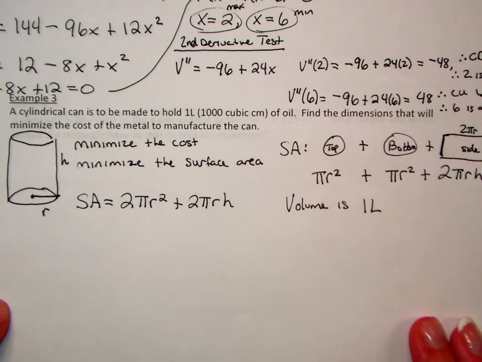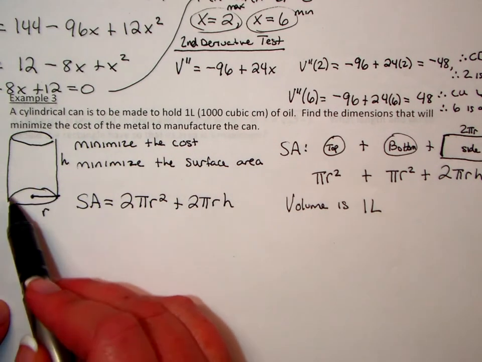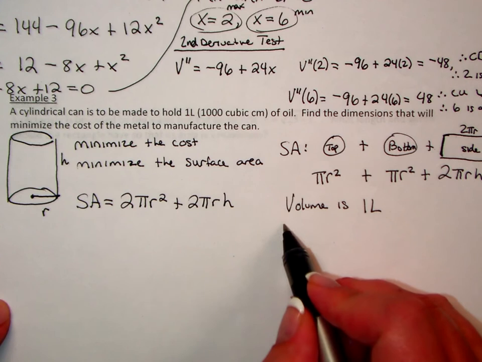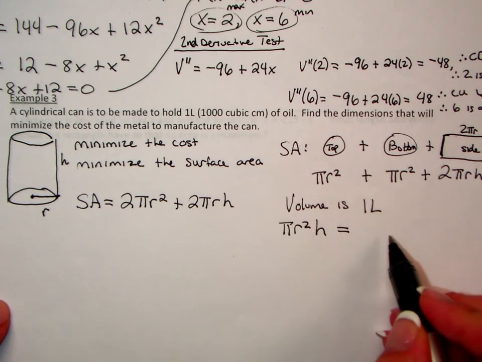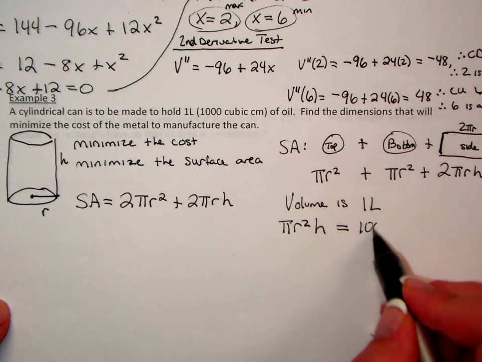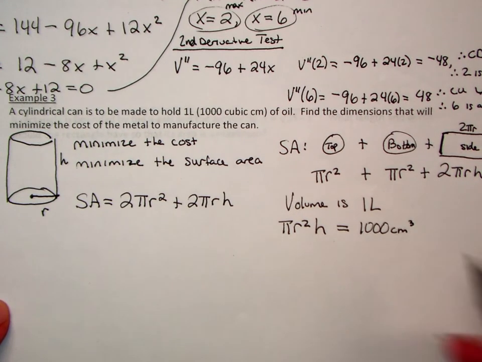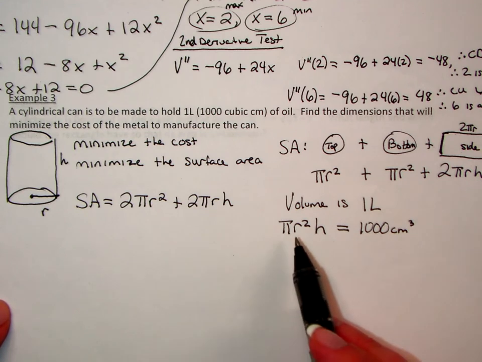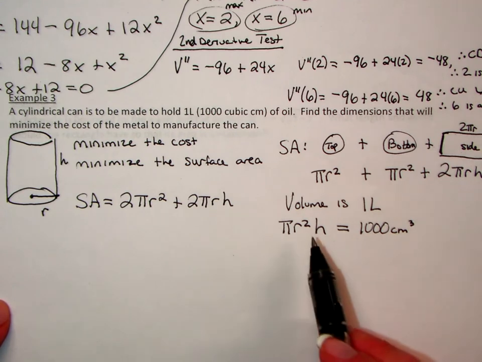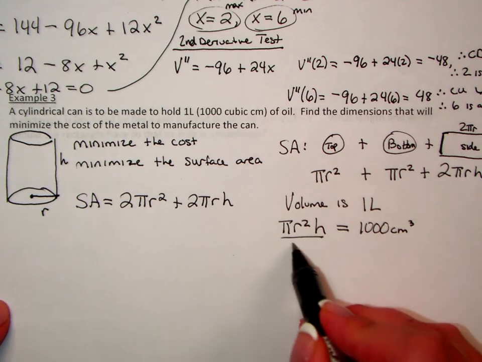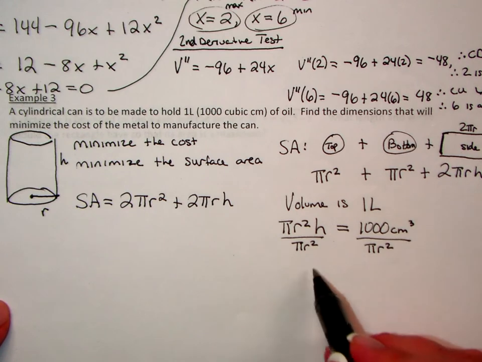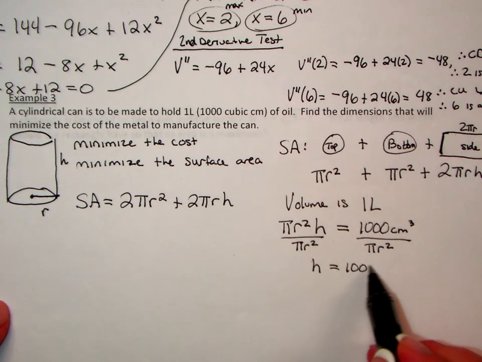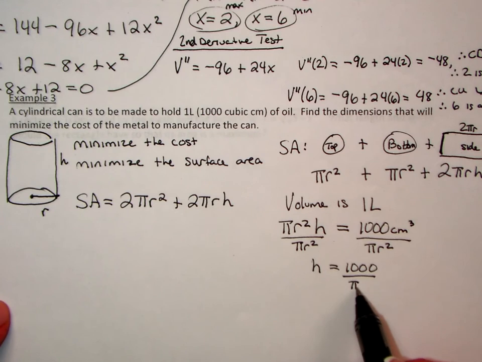What's the volume of a cylinder? The area of the base times the height. So I know that the area of the base times the height is 1 liter, but I'm going to use 1,000 cubic centimeters. I can either solve this equation for r or for h, and I think solving it for h is easier. So I'm just going to divide both sides by pi r squared. Now I have h equals 1,000 divided by pi r squared.